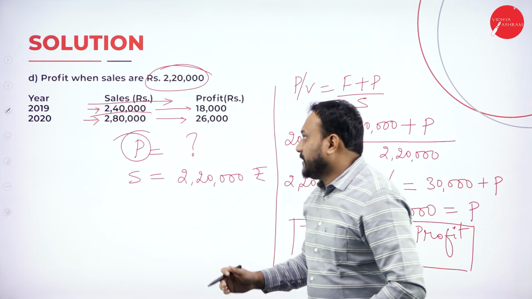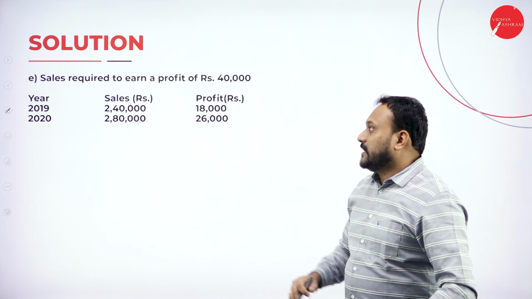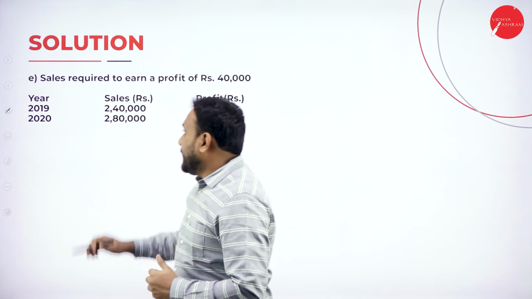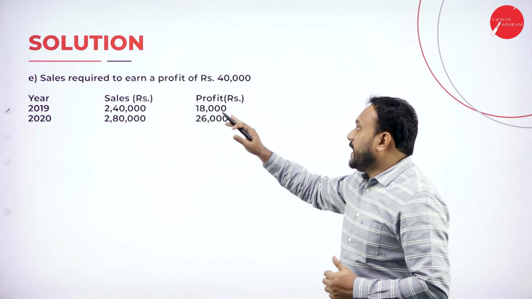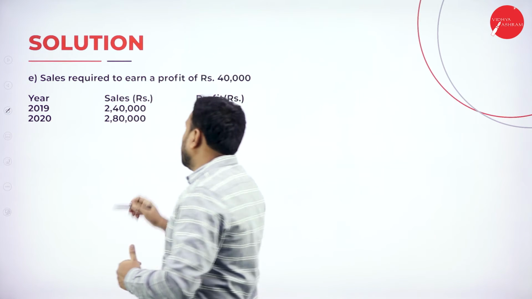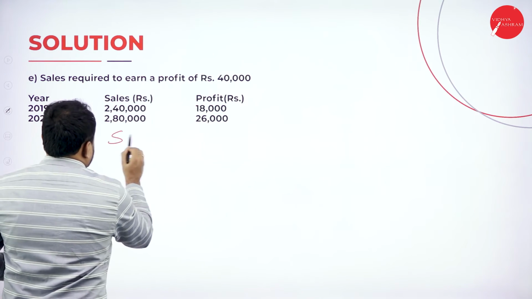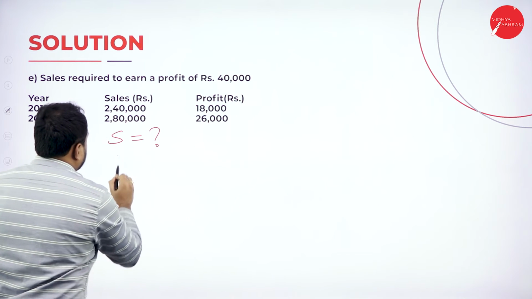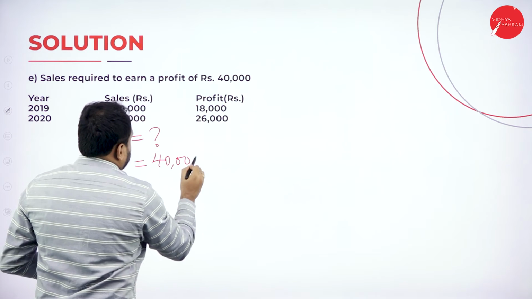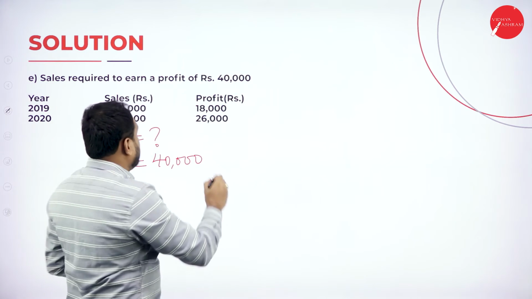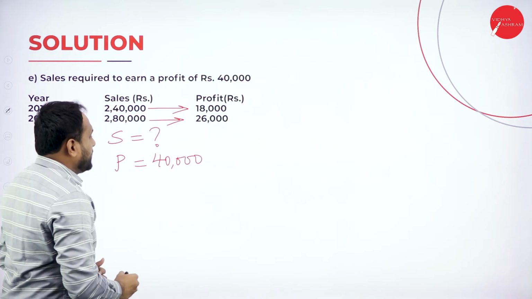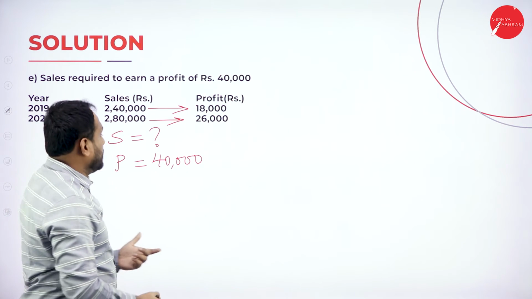So this is what we are supposed to go with. Let's go with the next one here. Next one we have is E. After A, B, C, D, we are supposed to go with E. Again, they say sales required to earn a profit of rupees 40,000. Now it is like the reverse. Sales required to earn a profit of 40,000. See, for 2,40,000 it was 18, and for 2,80,000 it is 26.